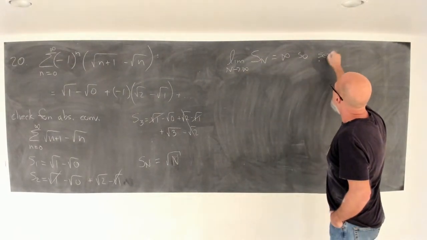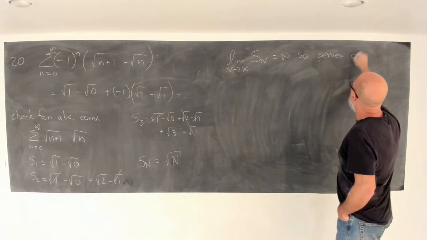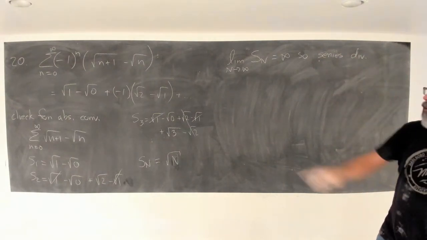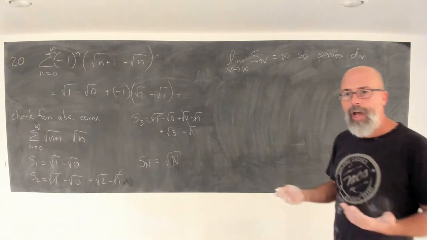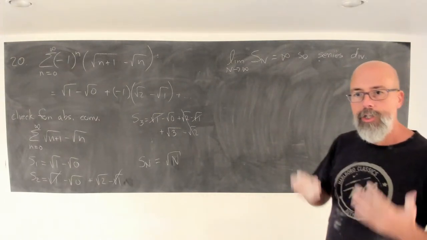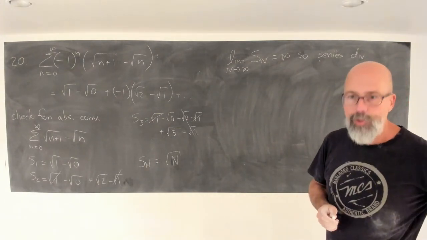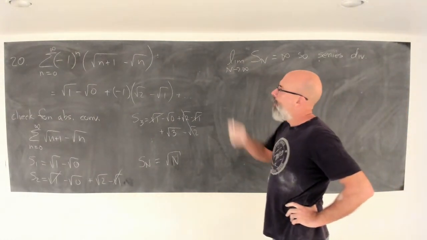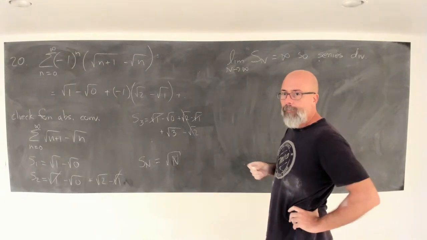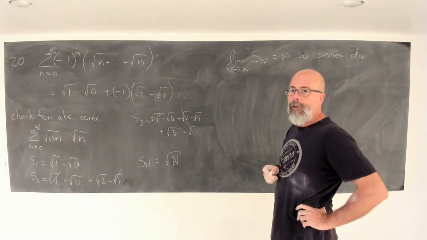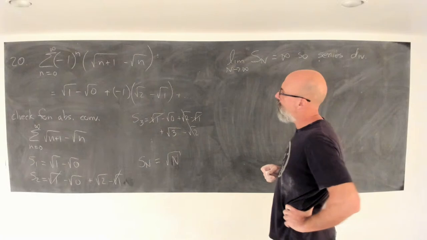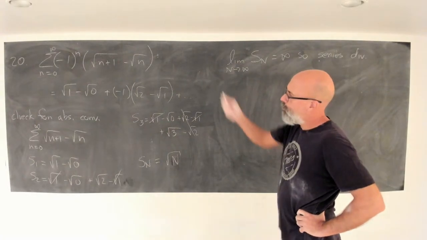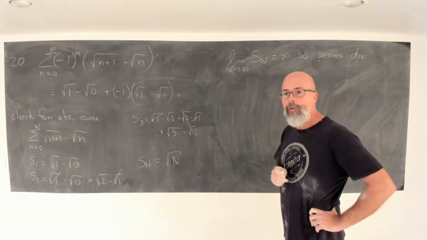So the series diverges. In other words, our original series does not absolutely converge. There's still hope for conditional. Can we just use the divergence test for this example? Perhaps. You can always try. I claim the limit will be zero.